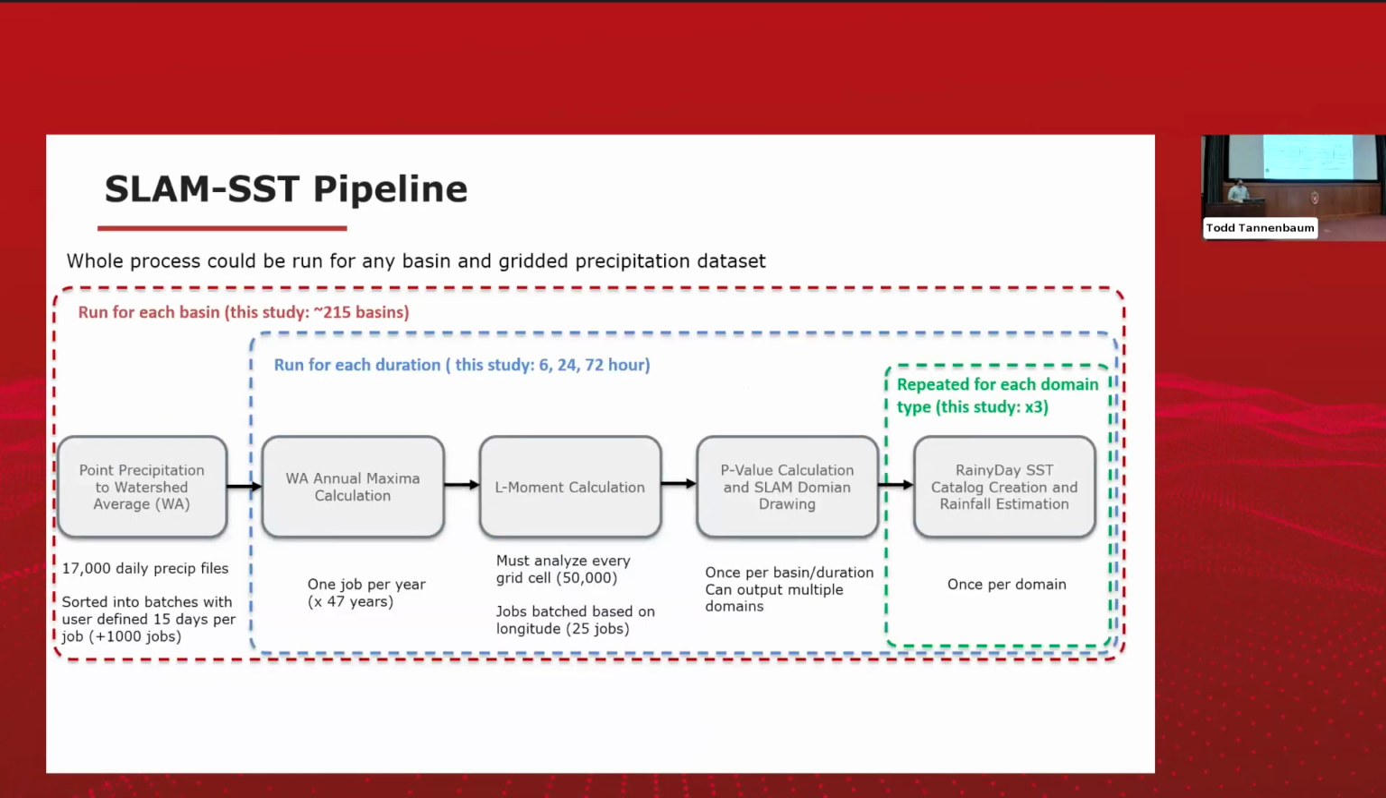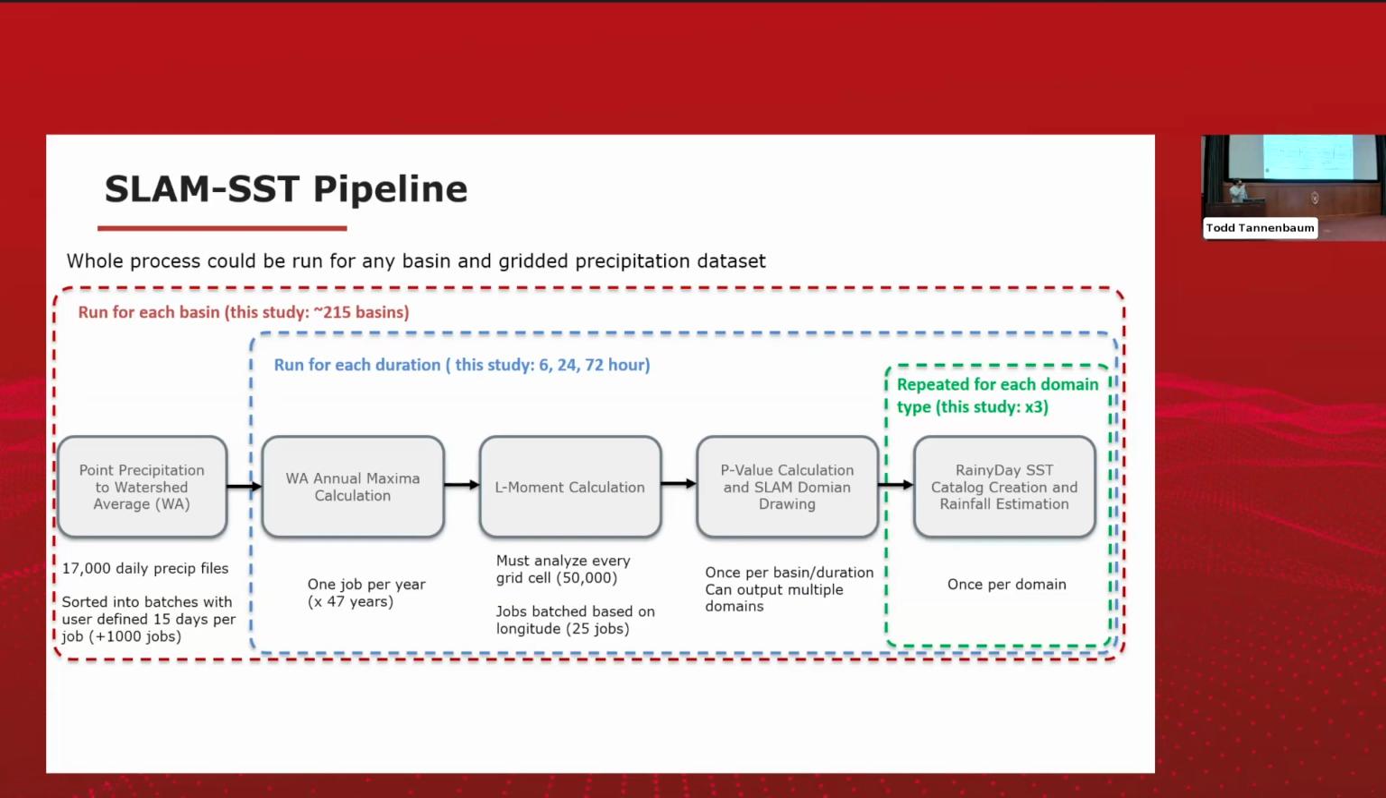To do this, we've harnessed HTCondor. For our original study, we looked at 3 basins and are currently scaling it up to 215 basins. So we have to run through this whole 5-stage pipeline to get to the final domains and then the actual stochastic storm transposition piece. We run the first stage for every basin individually, and then the subsequent steps are repeated for different storm durations that we might be interested in.